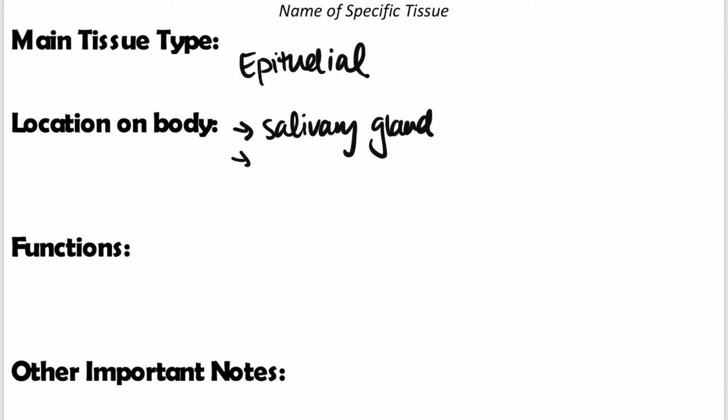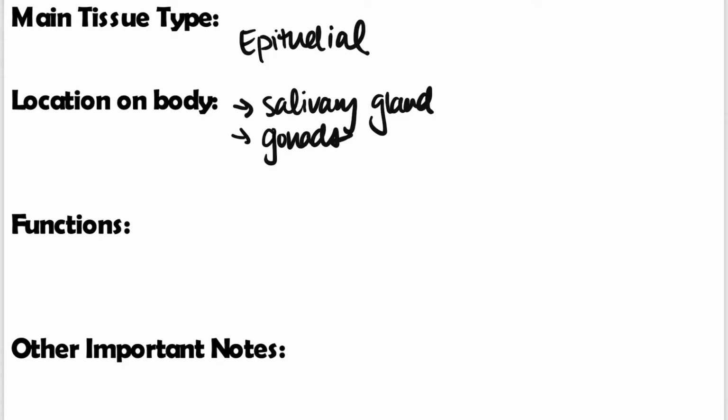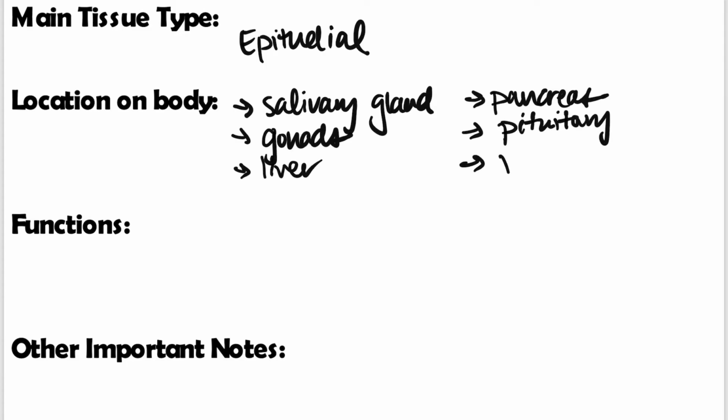But you could do testicles, ovaries. I'm just going to say gonads, to include both. Your liver, pancreas, the pituitary, the pineal gland. I'm going to stop listing glands there now, but any gland that you could think of inside your body that's secreting a hormone is going to be included in there.